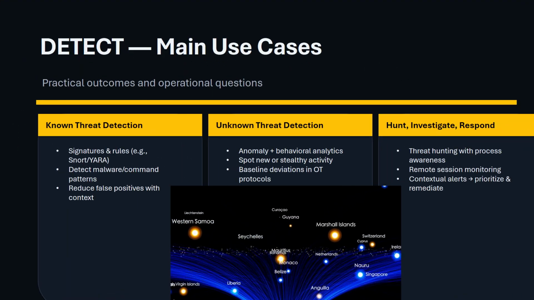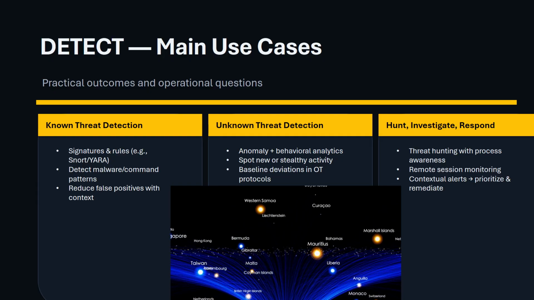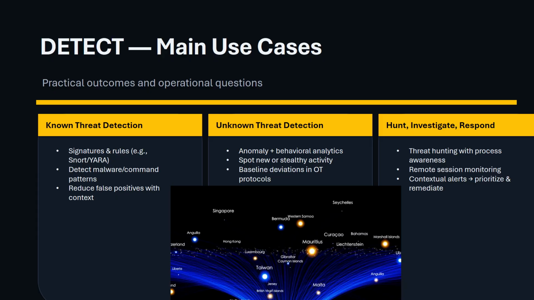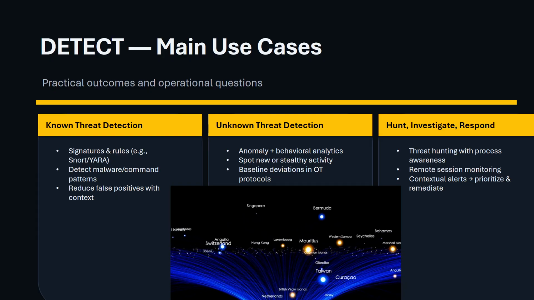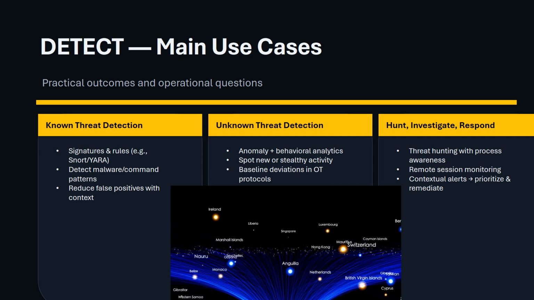Known threat detection uses signatures and rules to spot malware and command patterns. Unknown threat detection relies on anomaly and behavioral analytics. Threat hunting, investigation, and contextual alerts help prioritize and respond to incidents.